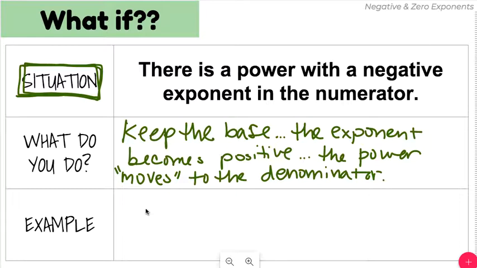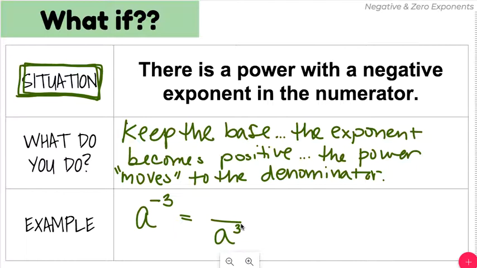So let's look at an example. A to the negative 3rd power. This power is in the numerator because if I forced a fraction, there's my numerator. So we keep the base. The A is going to stay an A. The exponent becomes positive, so I'll have A to the 3rd power. The power moves to the denominator. So it goes from the numerator to the denominator.